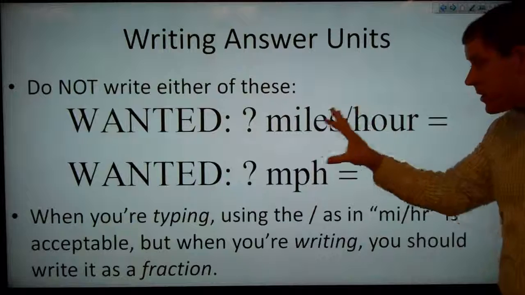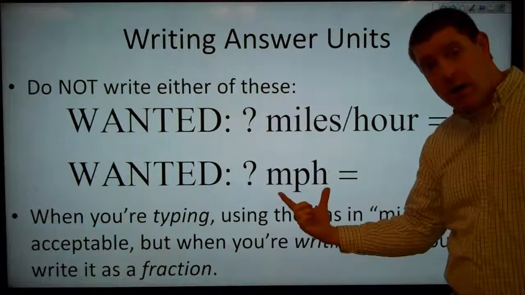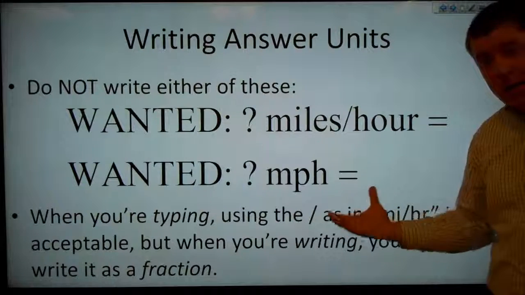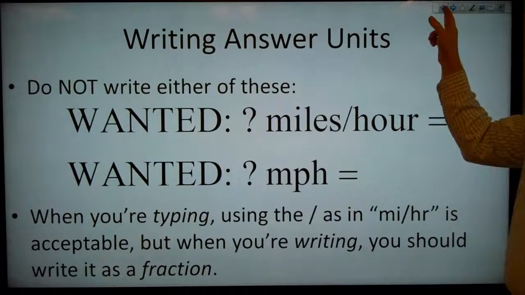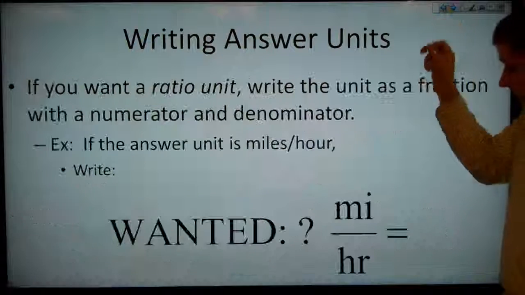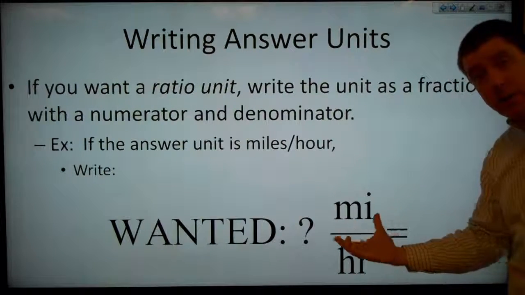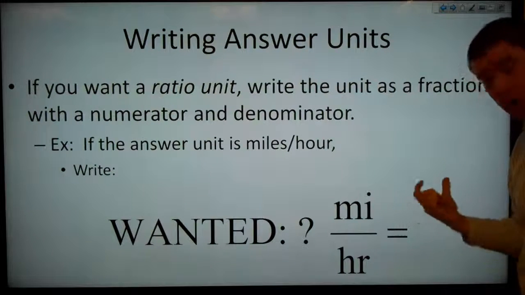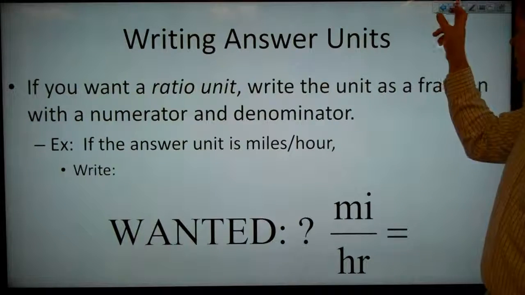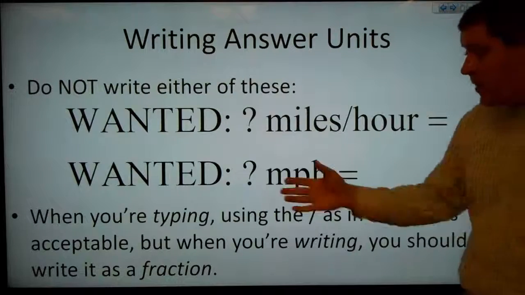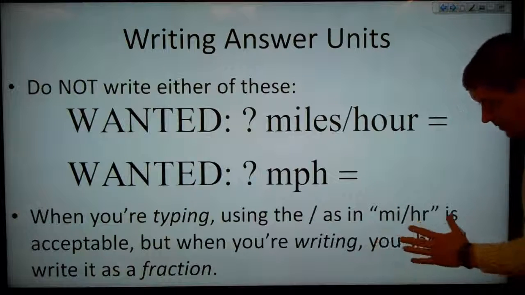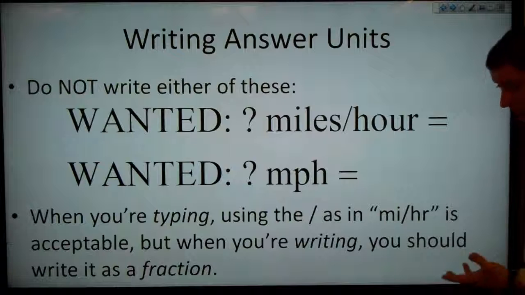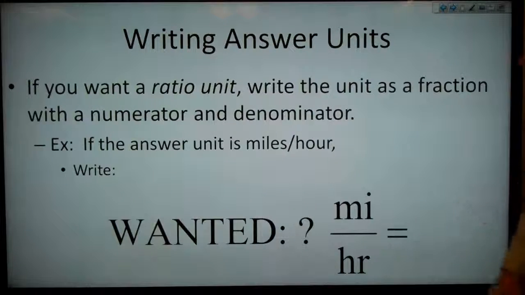If we have our units listed like this, then you may be trying to put mph in the numerator or denominator of your conversion factor, and it's not going to work out because what we really have there is miles divided by hours. If we want to cancel both of these, we need to put miles in the denominator and hours in the numerator of some conversion factor. When you're typing, then using the slash as in miles per hour is acceptable, but when you're actually writing it out on paper, you should write it as a fraction instead.